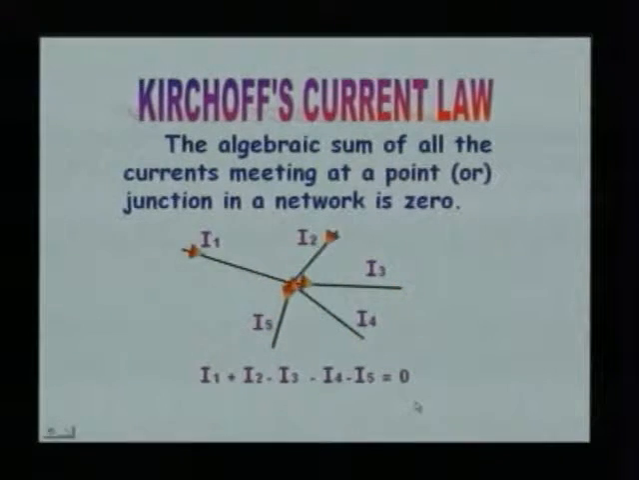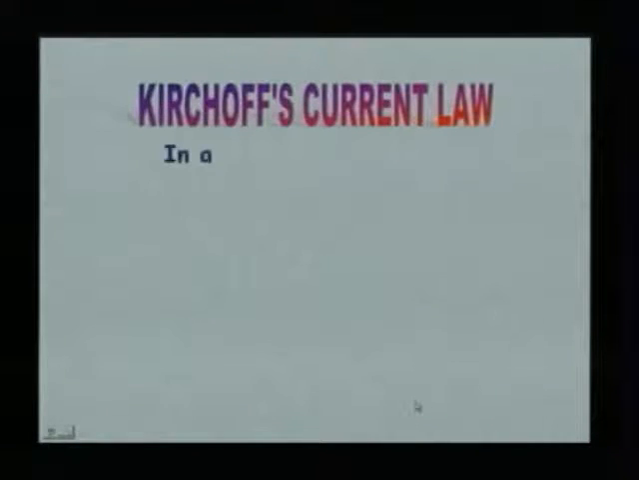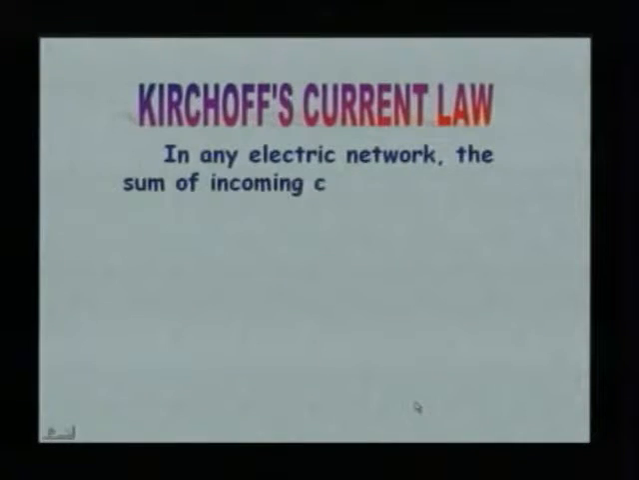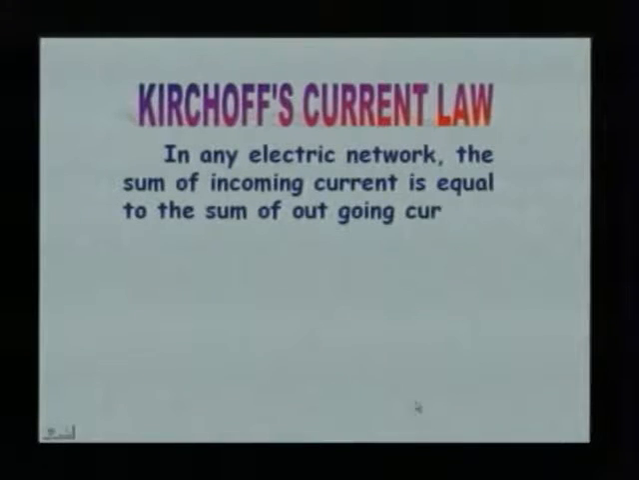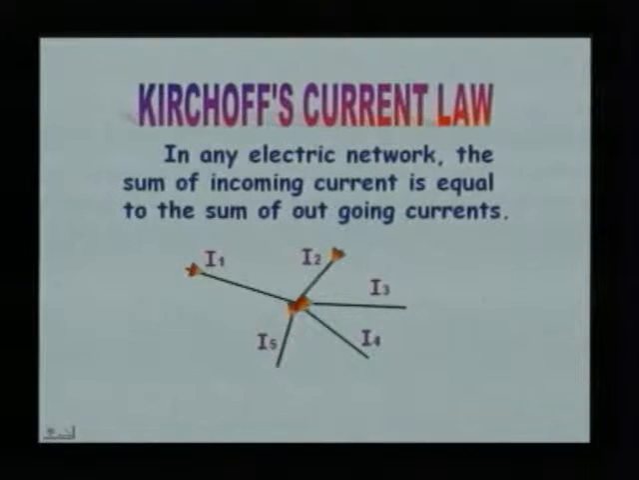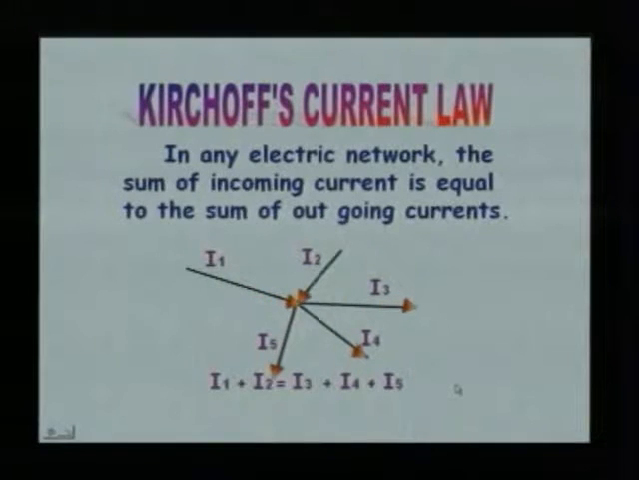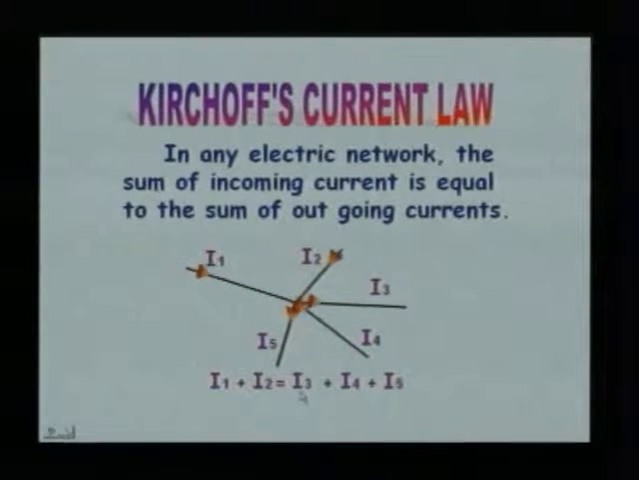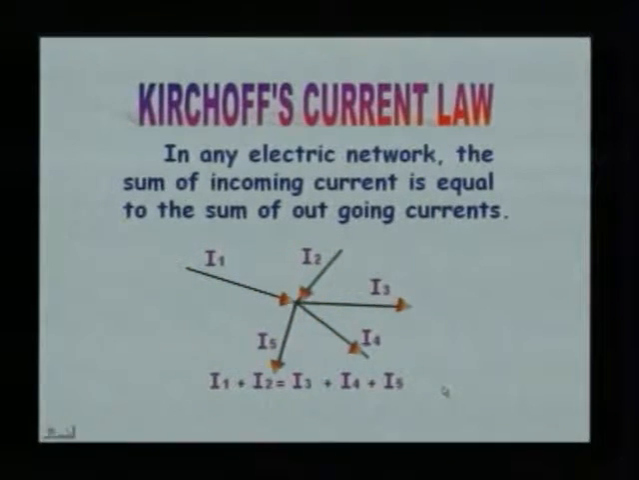The same Kirchhoff's law can be stated in another way: in an electrical network, the sum of incoming currents is equal to the sum of outgoing currents, isn't it? If we observe, I1 and I2 are coming, whereas I3, I4 and I5 are leaving. So, we can put down the equation as I1 plus I2 is equal to I3 plus I4 plus I5. This is about Kirchhoff's current law.